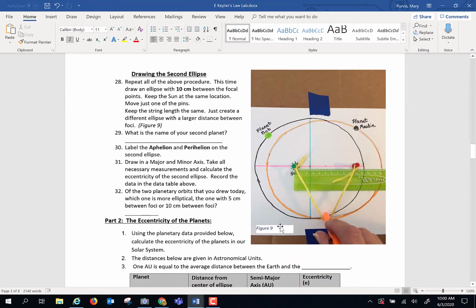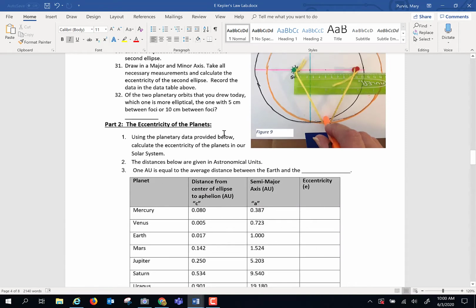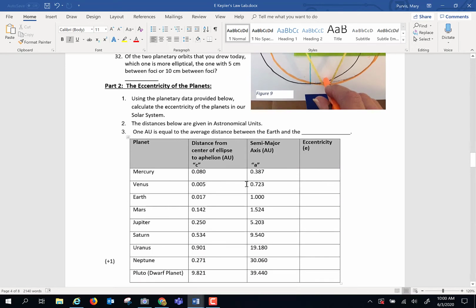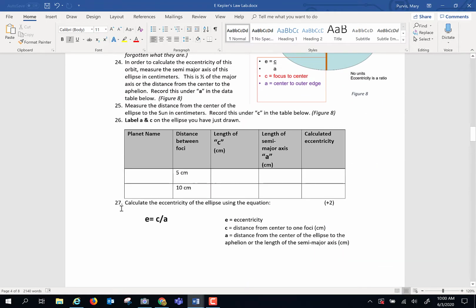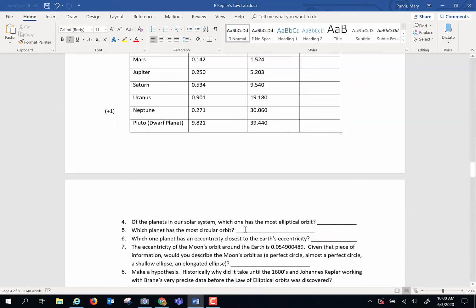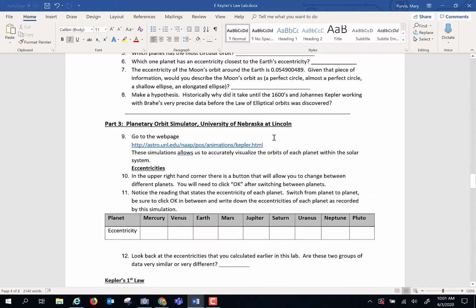These are the ones that I created: Planet Maudie, named for my cat, and Planet Bob, because when in doubt, I name things Bob. I'm also going to ask you to calculate the eccentricities of the planets of our solar system. Just a quick division, and that equation is right there. Then we're going to go to the University of Nebraska.